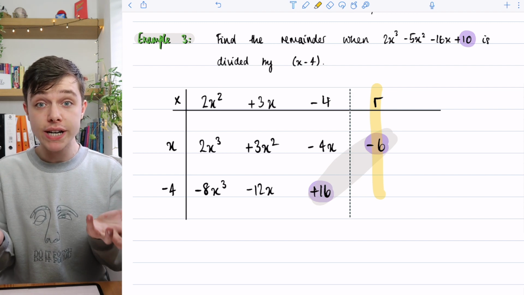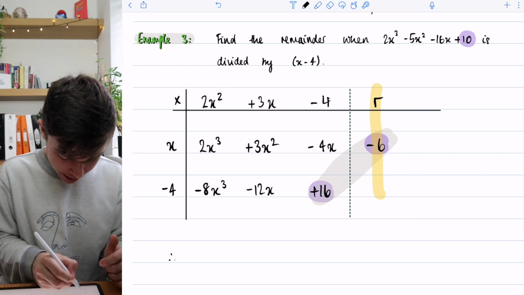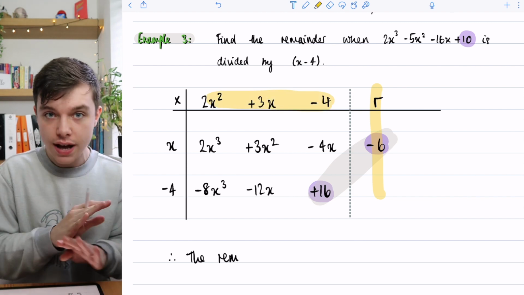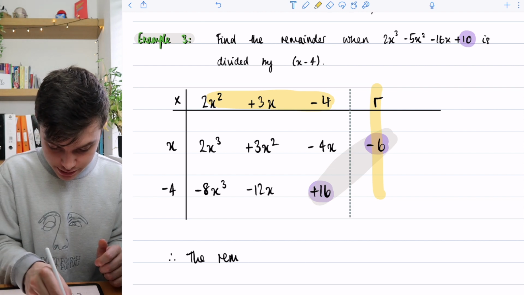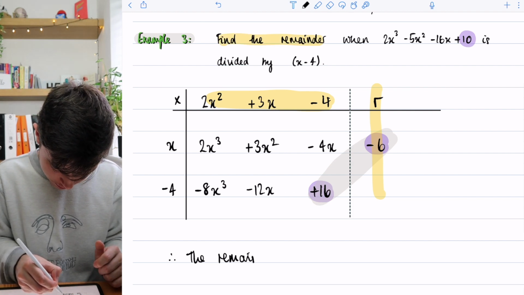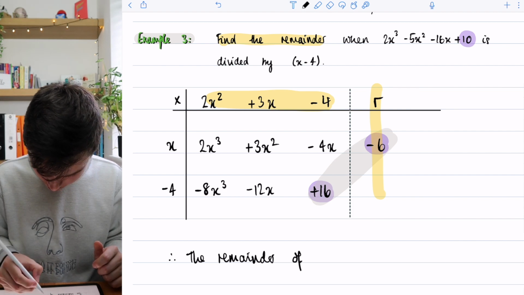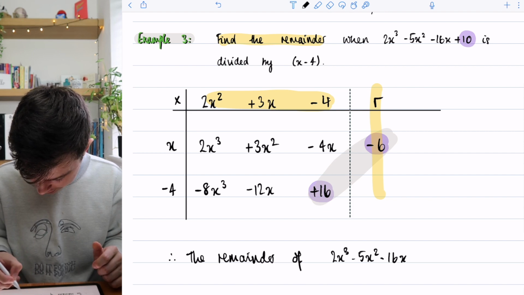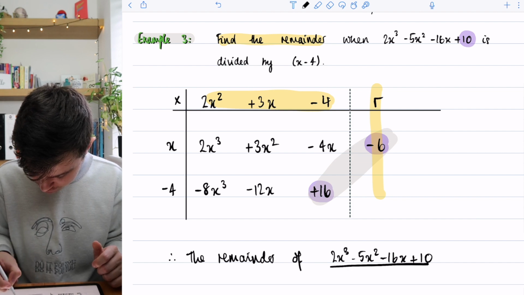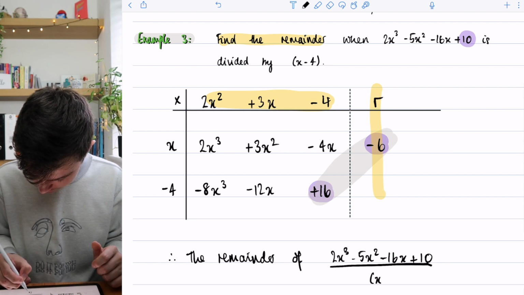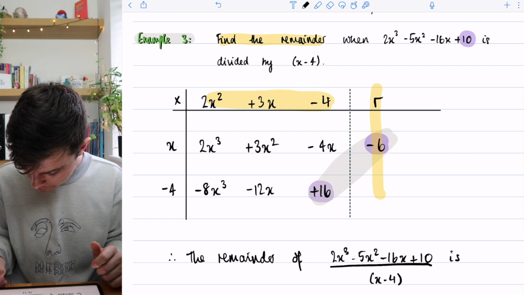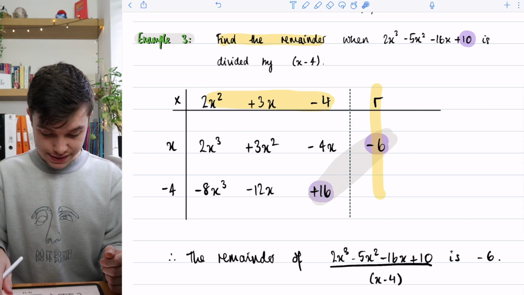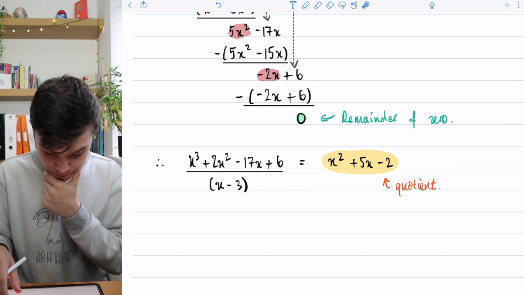So all we have to do is just read off the remainder. We weren't asked for the quotient, so we don't need to write that bit down. We don't need to write that bit down, just the remainder, because it said find the remainder. So the remainder of 2x cubed minus 5x squared minus 16x plus 10, and we're dividing by x minus 4, is minus 6, okay? So hopefully if you did long division, you got minus 6, you would have just ended up with your remainder here, okay?